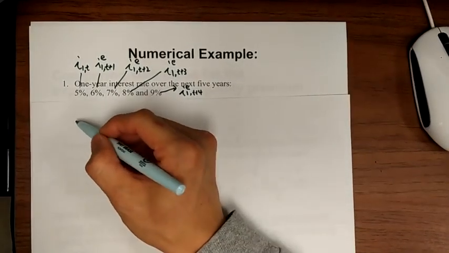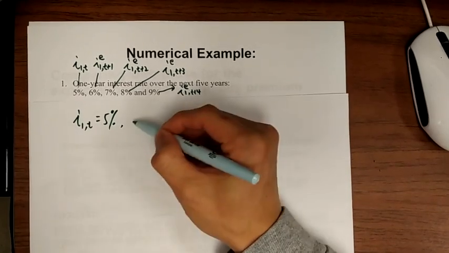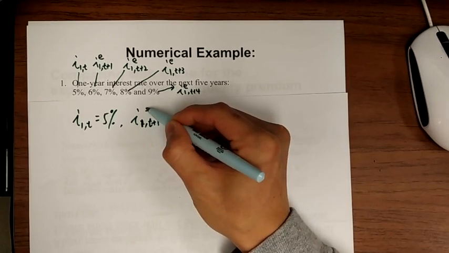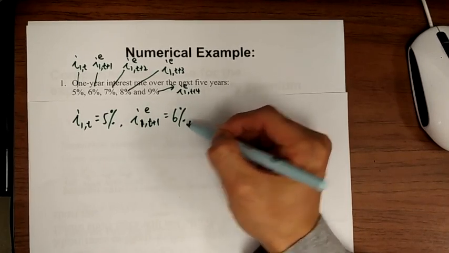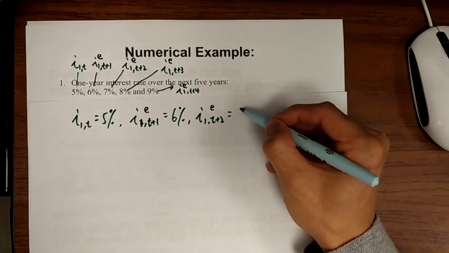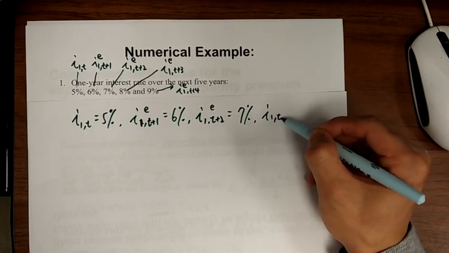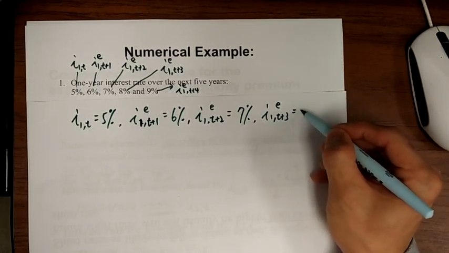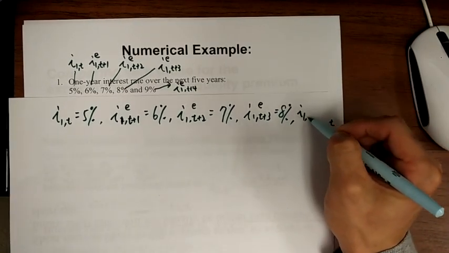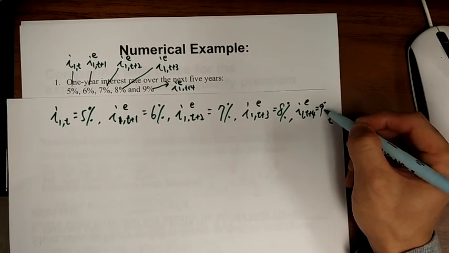Remember in our example, I1t is 5%. I1t plus 1e is 6%. I1t plus 2e is 7%. I1t plus 3e is 8%. And I1t plus 4e is 9%.